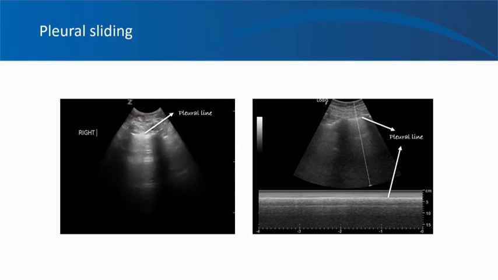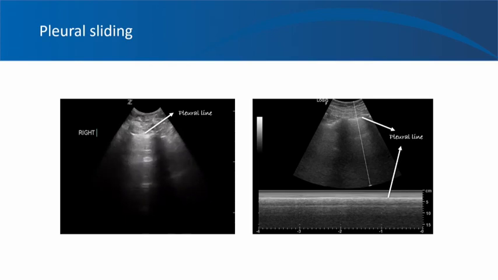It is a dynamic sign and can be identified on ultrasound as a horizontal movement along the pleural line. Sometimes you'll not be sure if you're seeing lung sliding or not. And in those circumstances, you can use the M mode or the motion mode to confirm pleural sliding.